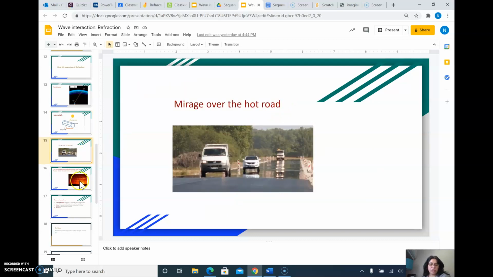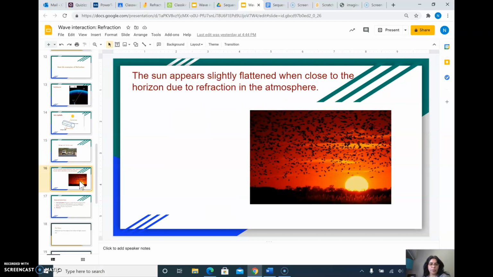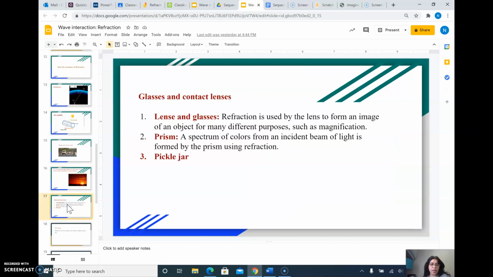This is a mirage, which you always see on the hot road. And the sun appears slightly flattened when close to the horizon due to refraction in the atmosphere. There is another example, lenses and glasses. Refraction is used by lenses to form an image of an object for many different purposes such as magnification, and it is also used in my glasses like I'm using. They also use refraction.